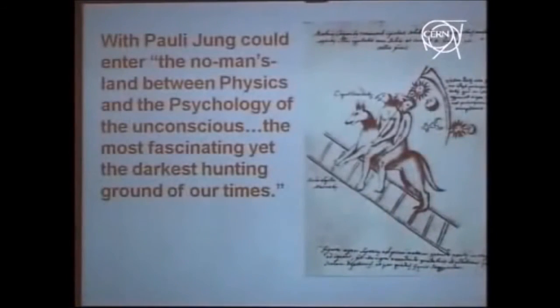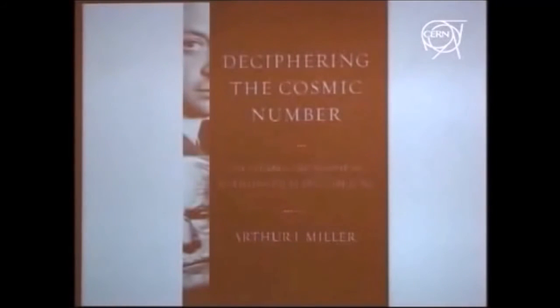Jung's and Pauli's was a truly unique meeting of the minds. And Jung liked to recall that with Pauli, he could enter the no-man's land between physics and the psychology of the unconscious, the most fascinating, yet the darkest hunting ground of our times. And what I've given you is a linear exposition of a complex story concerning two complex people. For more, I invite you to read my book, Deciphering the Cosmic Number, of which there are some copies outside, and you can also order if they're out. Thank you very much.